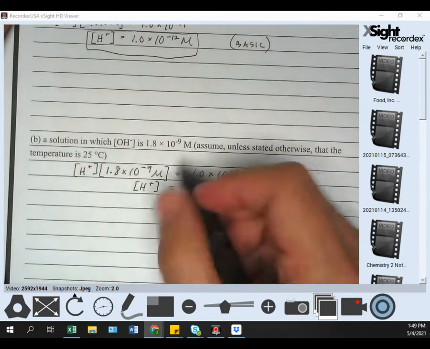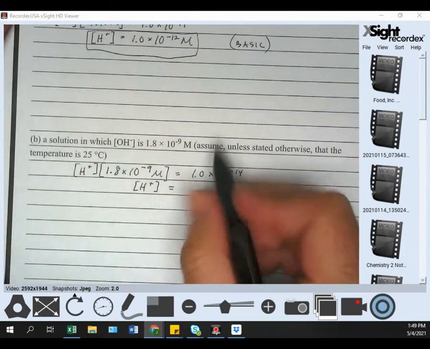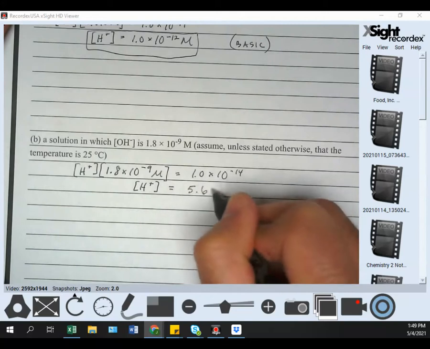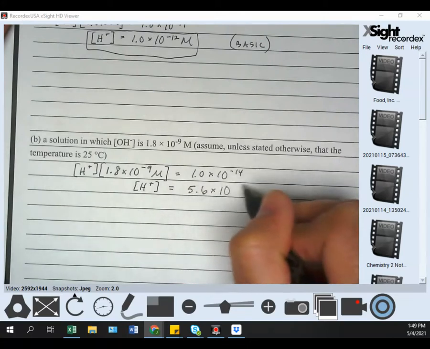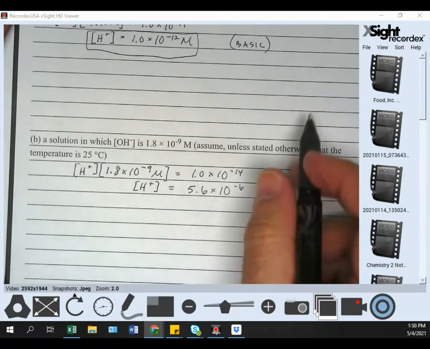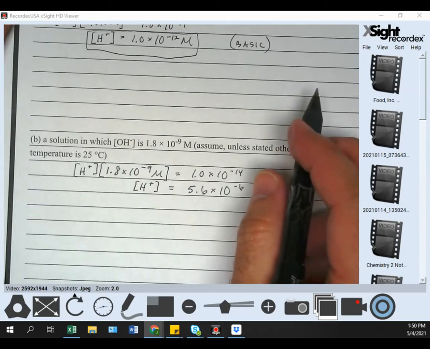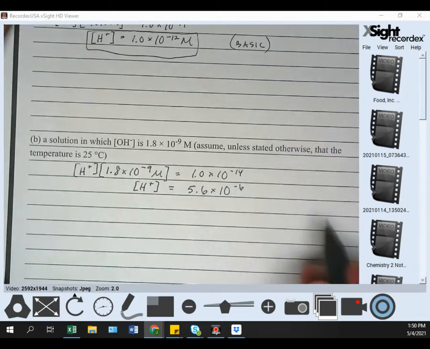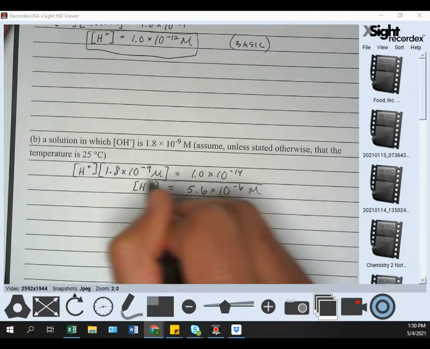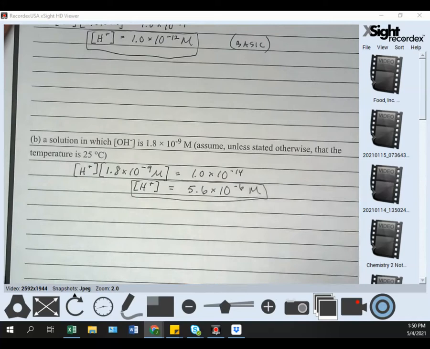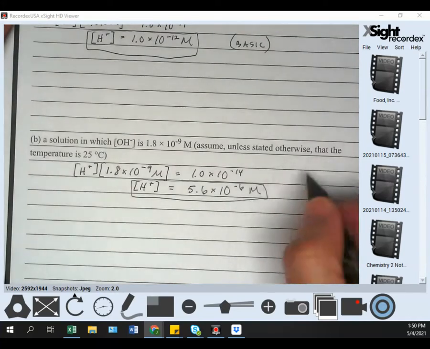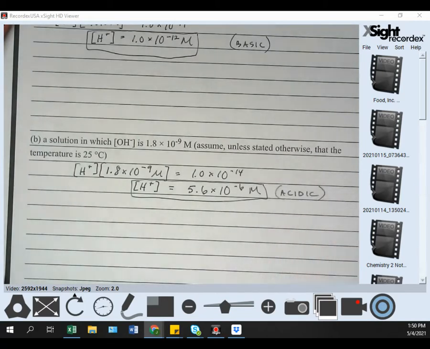All right, so we get something like 5.6 times 10 to the -6th, right? Double check my math. Is that what some of you guys got? Yes, molar. Okay. So would this one be acidic or basic? Good, acidic. All right.